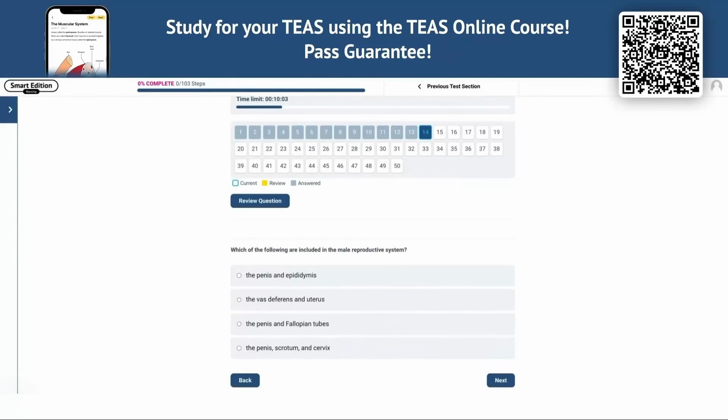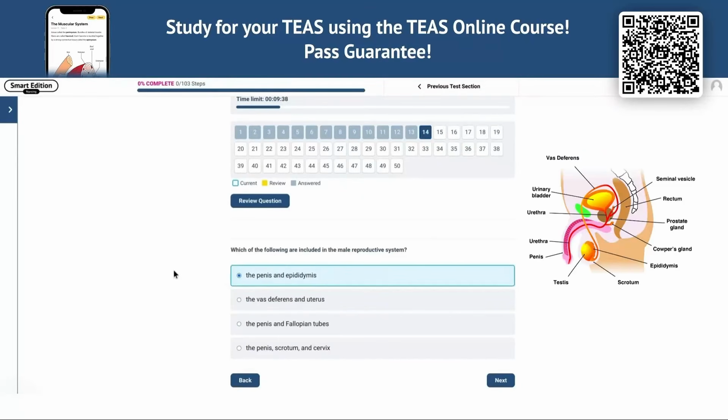Which of the following are included in the male reproductive system? The penis and the epididymis, the vas deferens and uterus, the penis and the fallopian tubes, the penis, scrotum, and cervix. The answer is A, the penis and the epididymis.